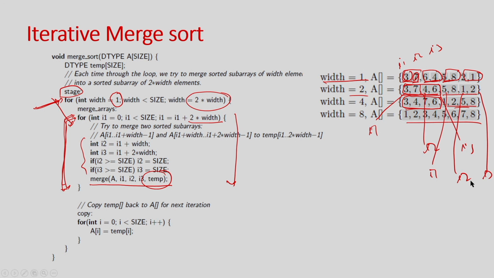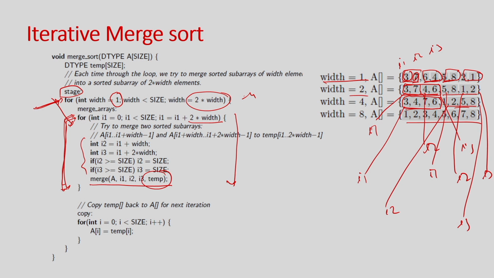Since this is an array of 8, this loop will go for 2 times, then the width will become 4. Once the width is 4, this loop will go for 1 iteration. It will just decide this is my I1, this is my I2 and this is my I3, and it will call the merge to do the sorting. So this is my iterative version of the algorithm, and I think it is very much clear.